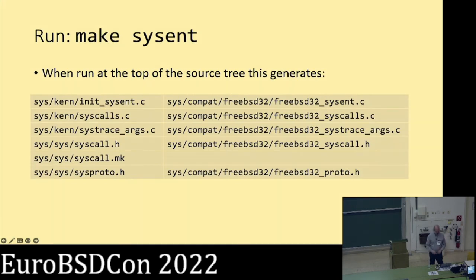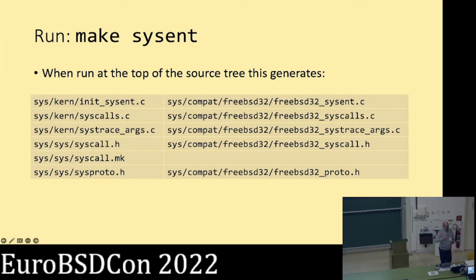You run make sysent. It generates a whole bunch of files. There's init_sysent.c, which sets up a big array of all the system calls and all the data about them, the function pointers, and syscalls.c, systrace_args.c is this massively horrible, ugly file that handles tracing, and it schleps data back and forth between the argument structure and arrays that are stored in the tracing stuff. It is unfortunately large.